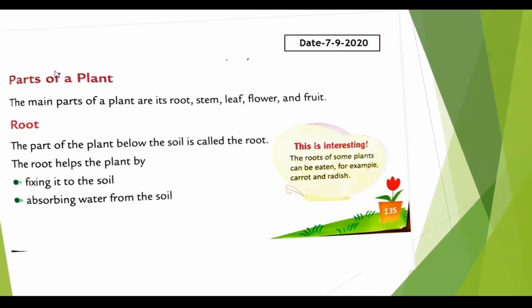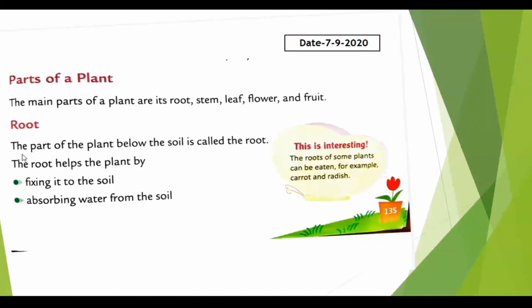I'm going to start reading, which is below the drawing. Yes, you can see it in your reader, or if you're looking at the screen, it's on the screen. We can start. Parts of a plant. Now we are talking about parts of a plant. The main parts of a plant are its root, stem, leaf, flower and fruit. Now, root, R-O-O-T, root.